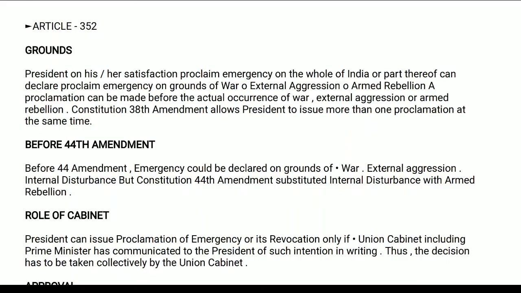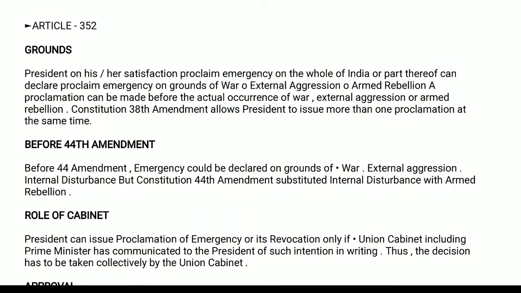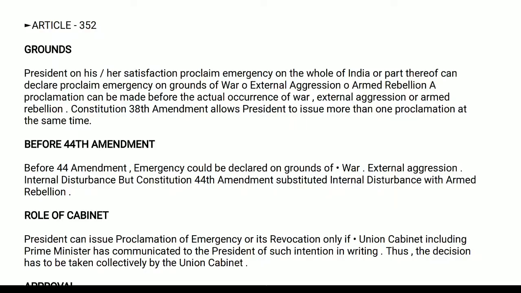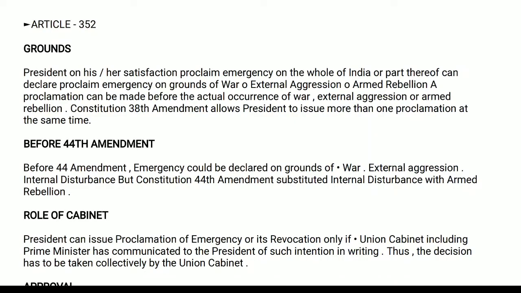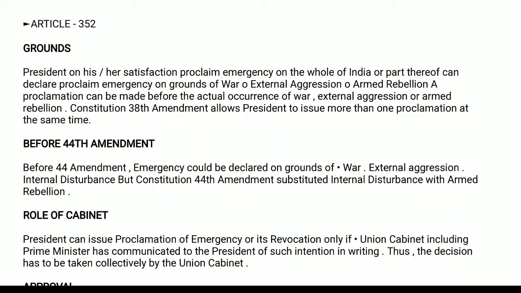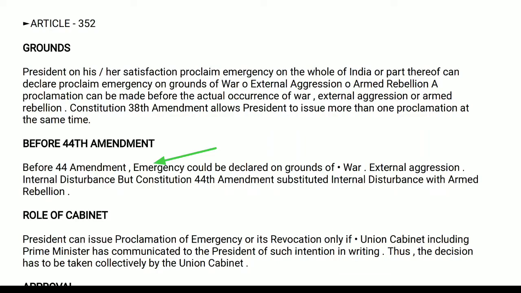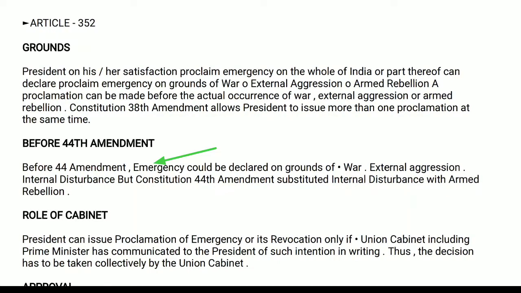Before the 44th Amendment, emergency could be declared on grounds of war, external aggression, and internal disturbance. But the Constitution 44th Amendment substituted internal disturbance with armed rebellion.